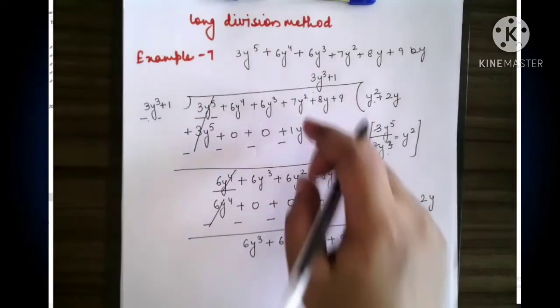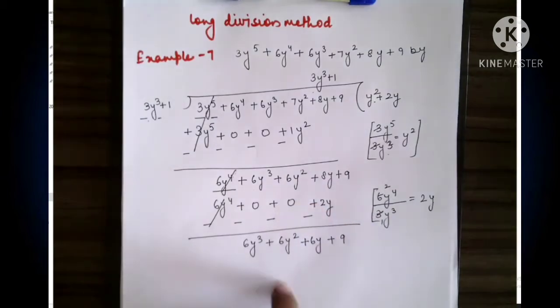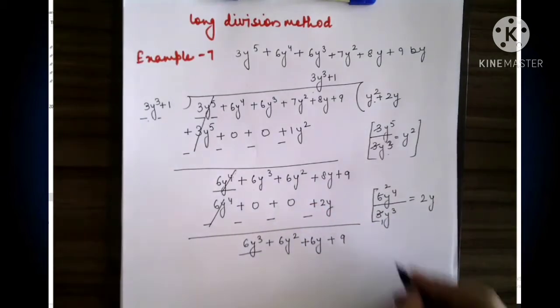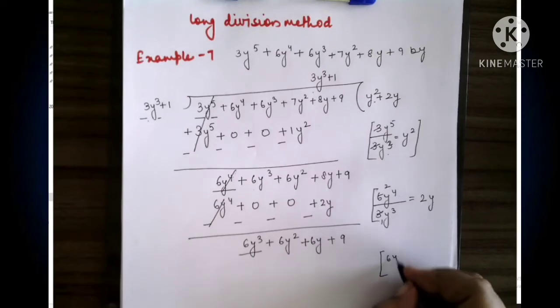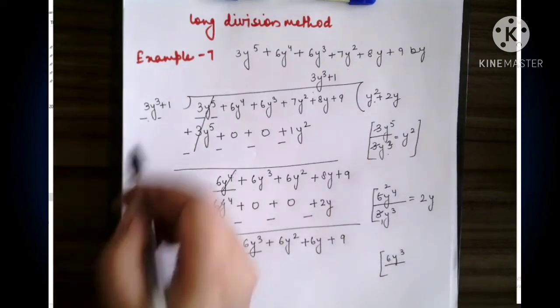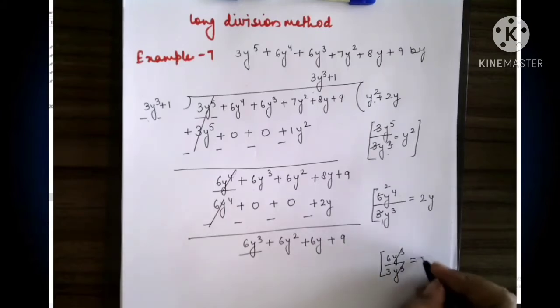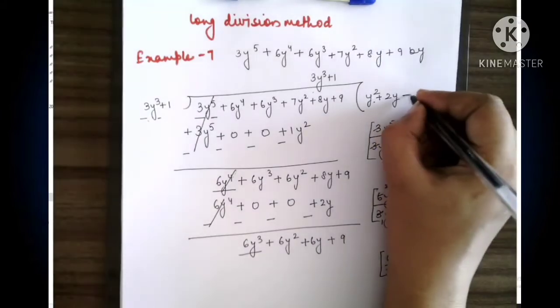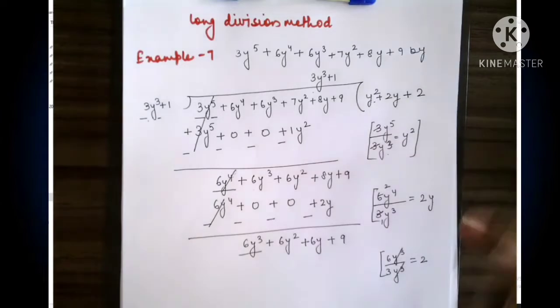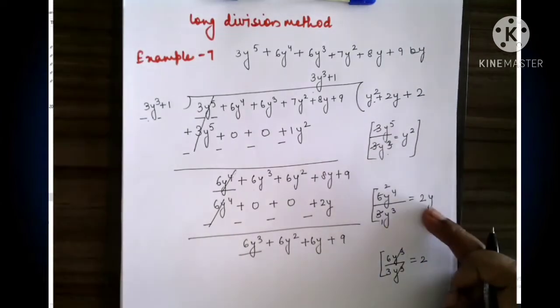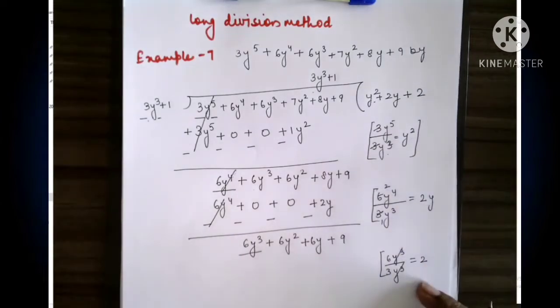Whatever we have done in these two steps, the same we have to proceed here. Very first, underline the first term. You get it here 6y cube divided by first term of your divisor, 3y cube. Cancel हो गया. You get it as 2. So plus 2 is the third term of the quotient. First term of the quotient, second term of the quotient and third term of the quotient.